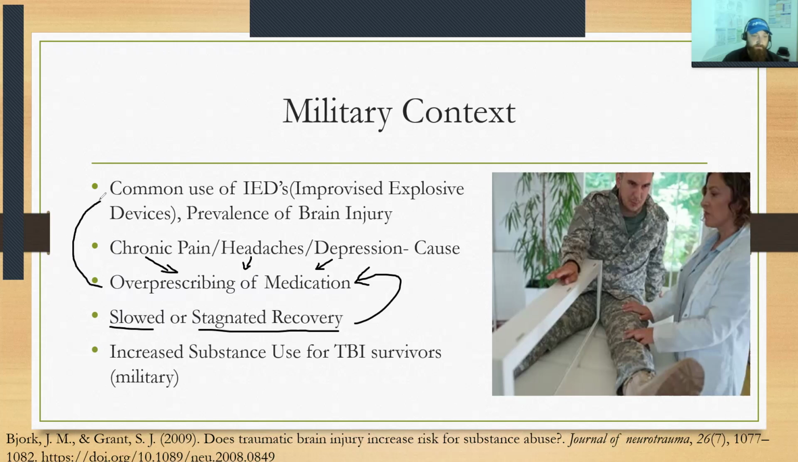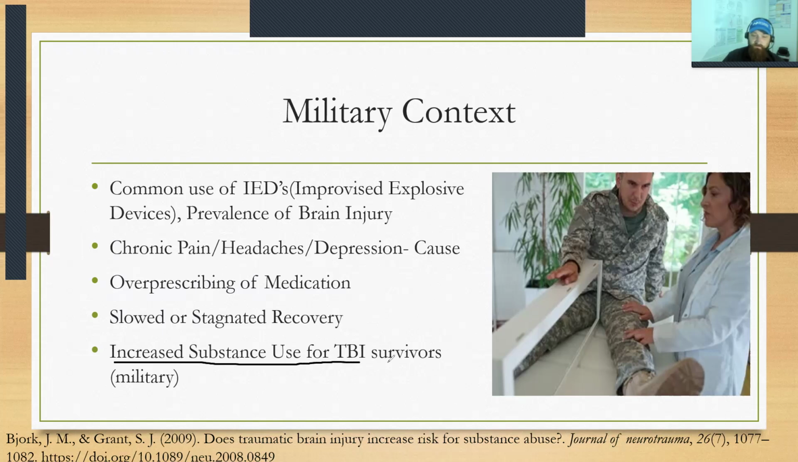which stems from the brain injuries that they would have gotten in the military from being either forward deployed or in training environments where maybe they fell off a ladder, maybe they were near an explosion, maybe they were in a vehicle when it rolled over. What we definitely see in the military community is increased substance use for traumatic brain injury survivors, especially the military. That's why it's important to talk about these things.